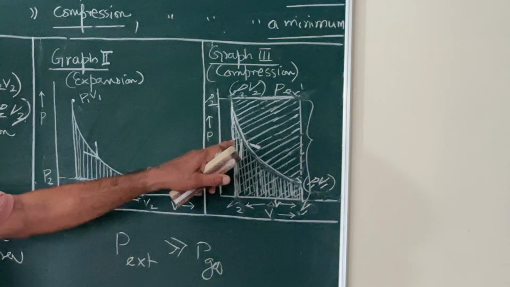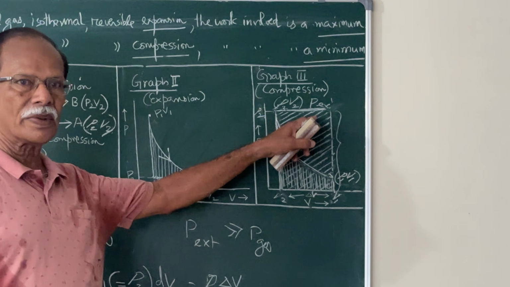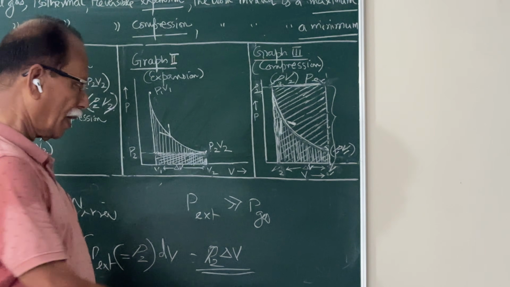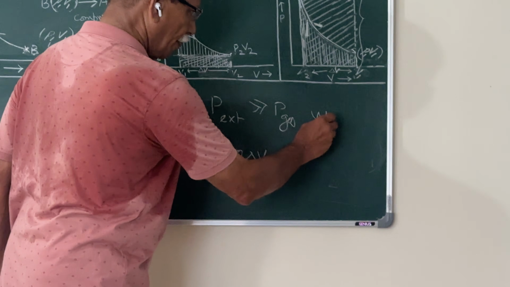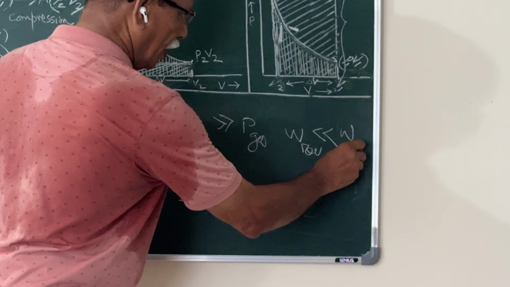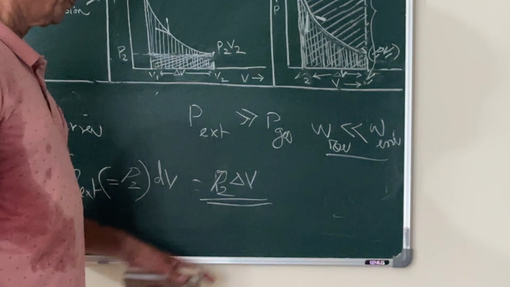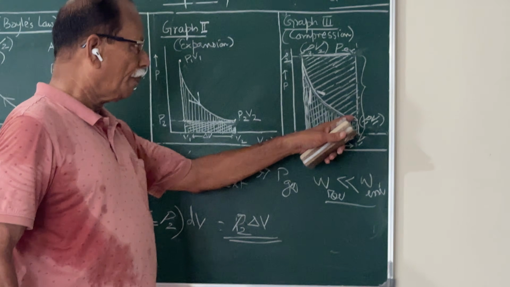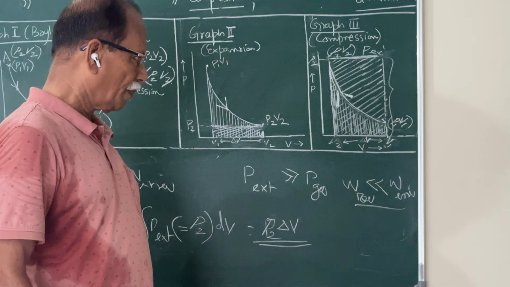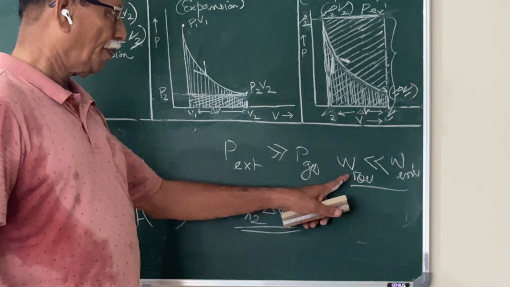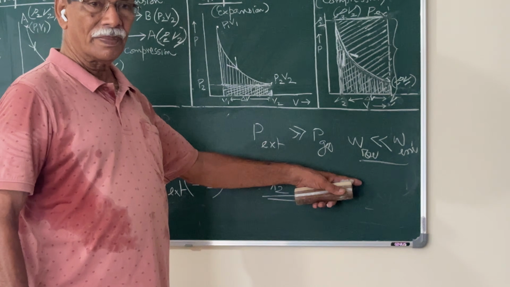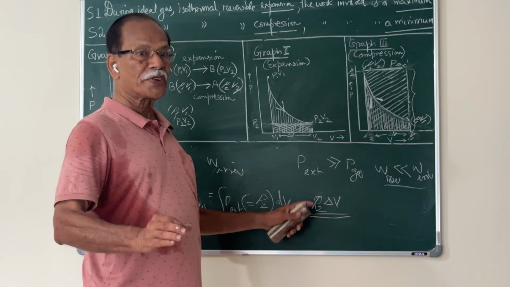Now compare the areas marked by slanting lines and the area marked by vertical lines. It is very clear that W reversible is far less than W irreversible, or during the reversible isothermal compression of an ideal gas, the work involved is a minimum compared to the irreversible work. I hope the concepts are clear to you.